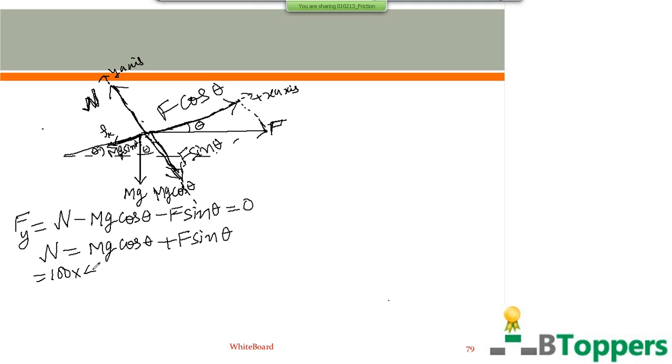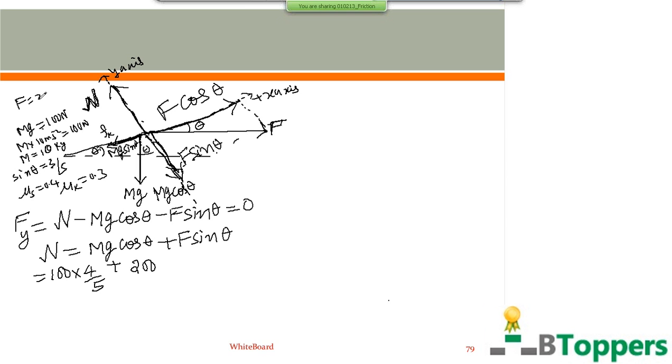The weight mg of the block is 100 newtons, and cos theta is 4 by 5. The pushing force has a magnitude of 200 newtons, as given in the problem. You are given the weight mg of the block as 100 newtons, and g is 10 meter per second square, so the mass of the block is 10 kg. Sin theta is 3 by 5, so from that you get cos theta equal to 4 by 5. The coefficient of static friction between the block and the inclined plane is given as 0.4 and the coefficient of kinetic friction is given as 0.3. F is given to be 200 newtons. So you can simplify this for calculating the magnitude of the normal reaction.